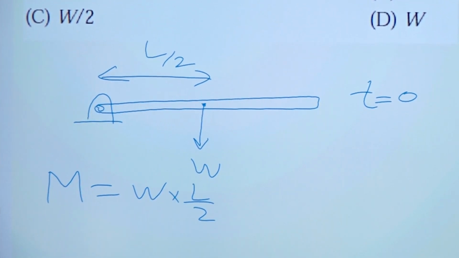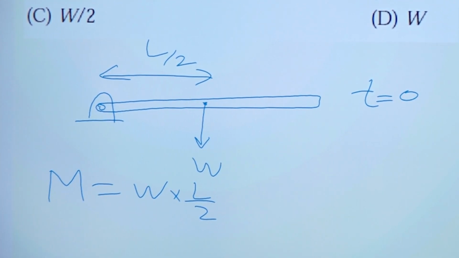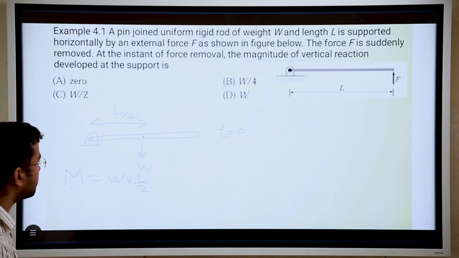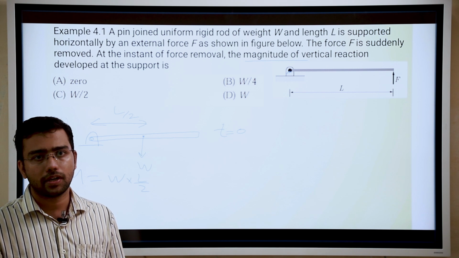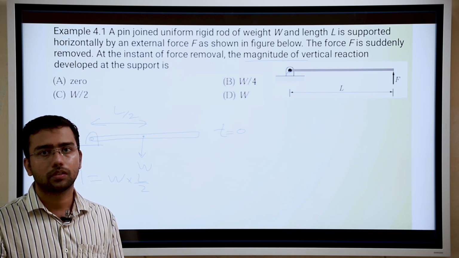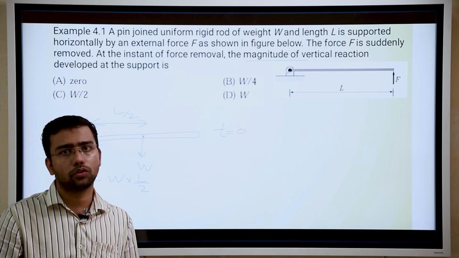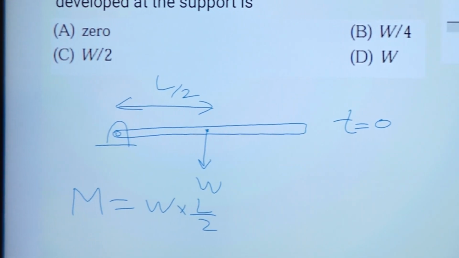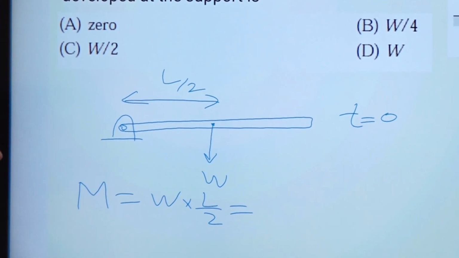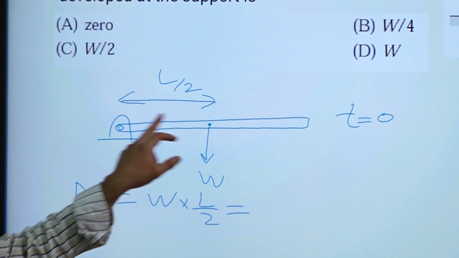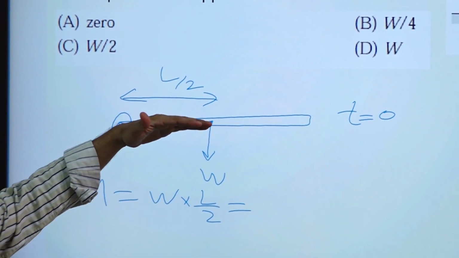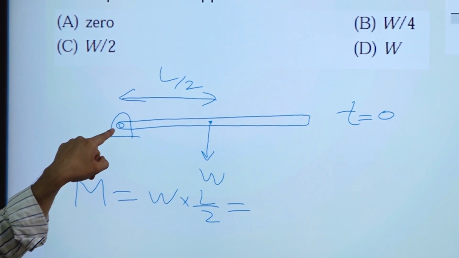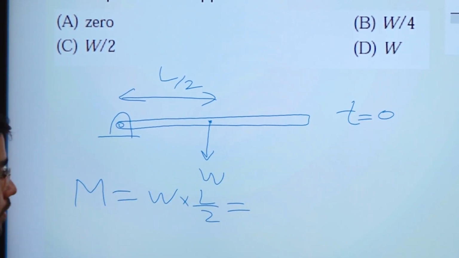Because of this moment, this rod will get some angular acceleration. So D'Alembert's principle we can apply in the case of force as well as in the case of torque, moment, or any other rotational force. Because of this moment, this bar will start moving down. It will start rotating about this point at T equal to 0 seconds itself.